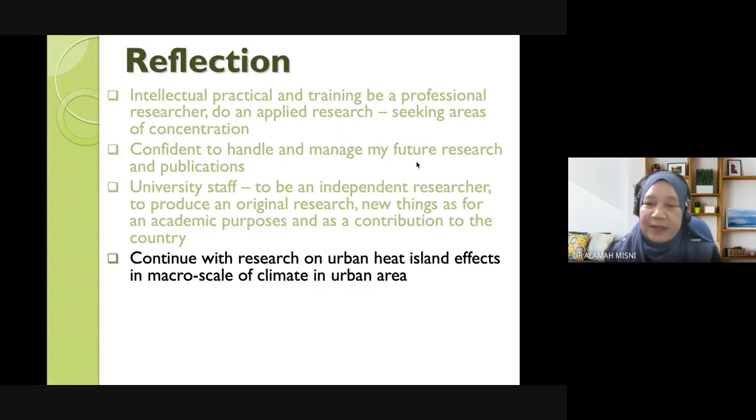And these three years of experience bring confidence to handle and manage my future research and also my publications. And as a staff member of University Teknologi MARA, UiTM, I as a researcher want to be an independent researcher, producing original research, new things, for academic purposes and as a contribution to my beloved country, Malaysia.